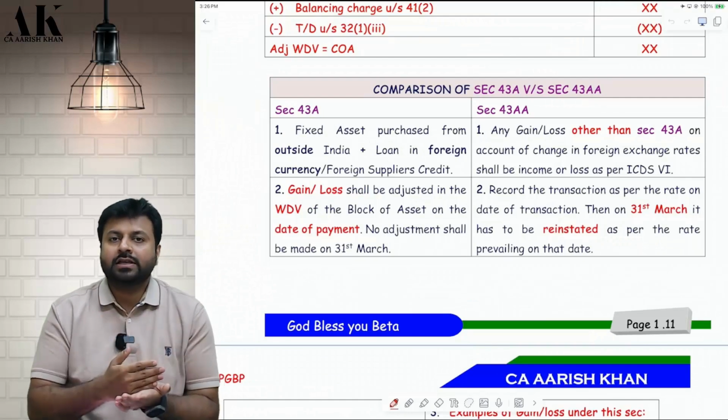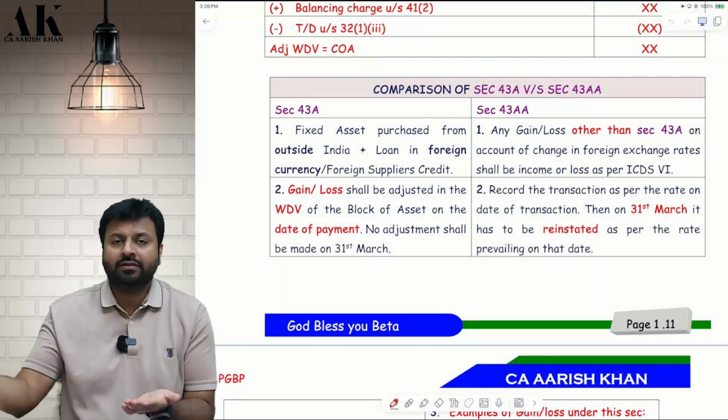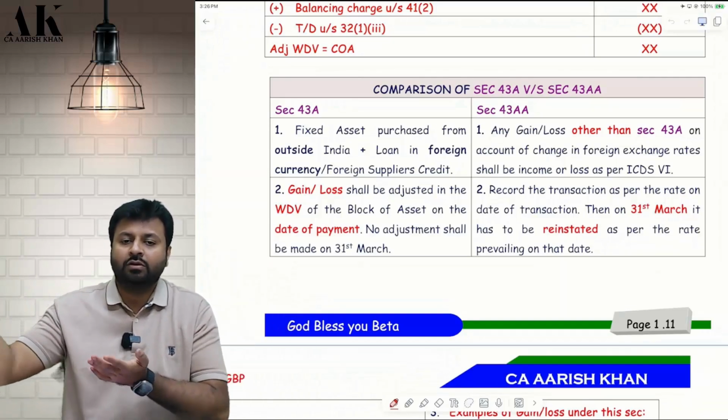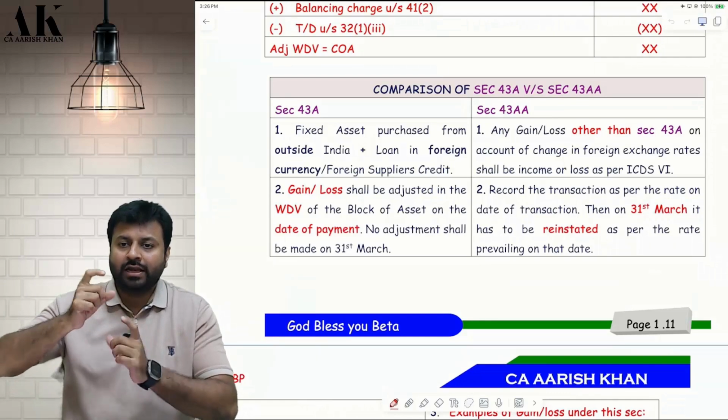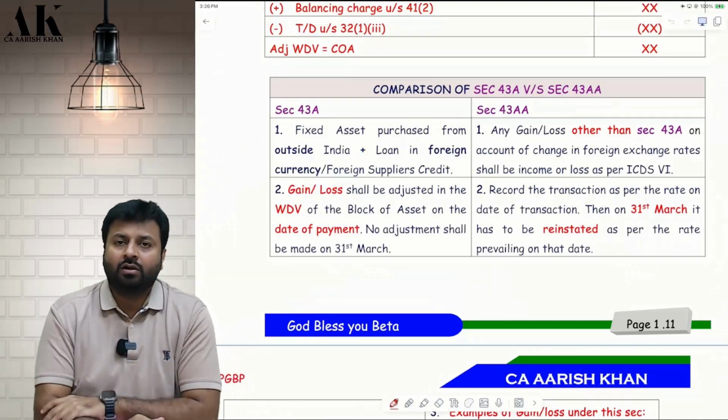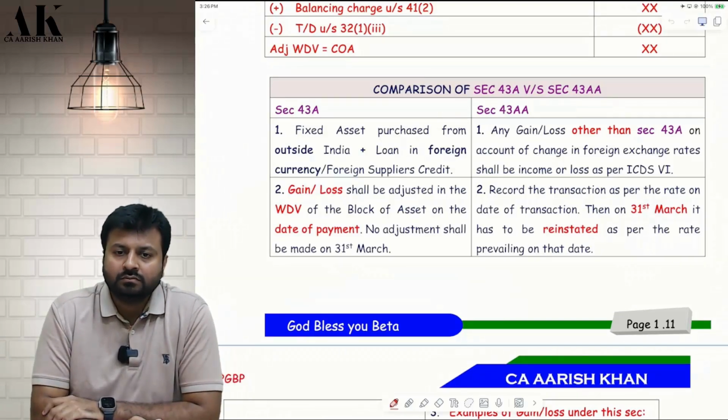Today I am doing the transaction, so record as per today's date. Then on 31st March, you have to reinstate the value. You remember, in accounts, you reinstate the value on 31st March and determine the notional gain or loss. So accordingly, you have to determine the notional gain or loss. And later on, on the date of settlement, you will actually settle the loss.